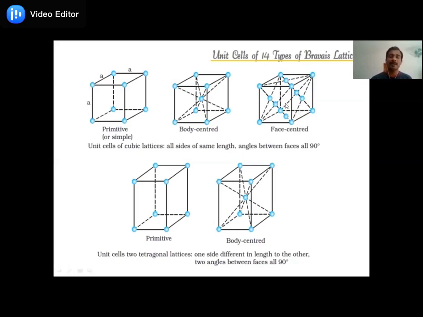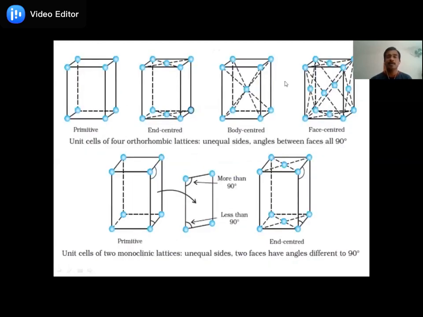That is face-centered cubic. Our discussion is limited to this cubic system. And you can see the remaining. It is tetragonal unit cell. 2 types are present, primitive and body-centered. And it is orthorhombic. 4 types of unit cells are present in orthorhombic: primitive, end-centered, body-centered, and face-centered.